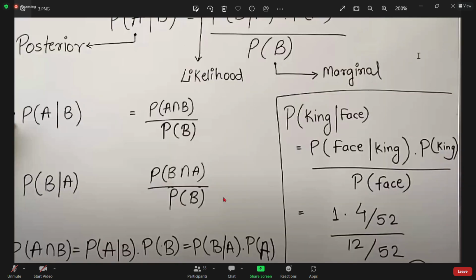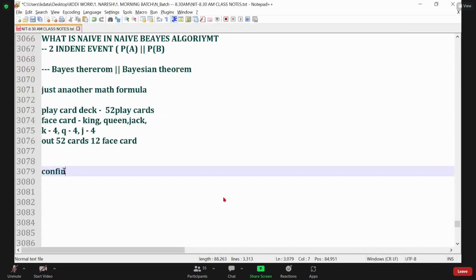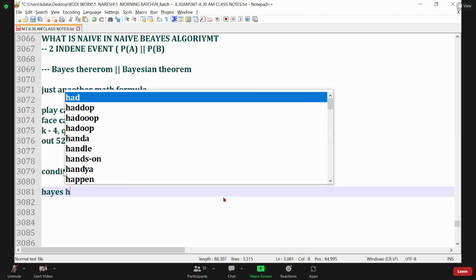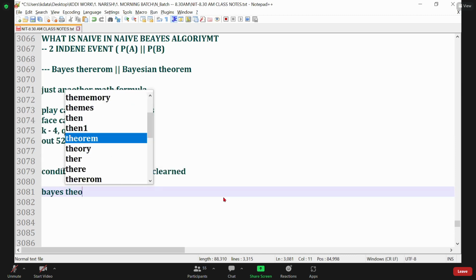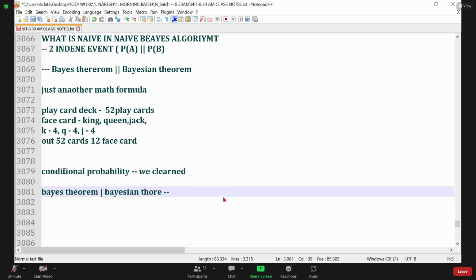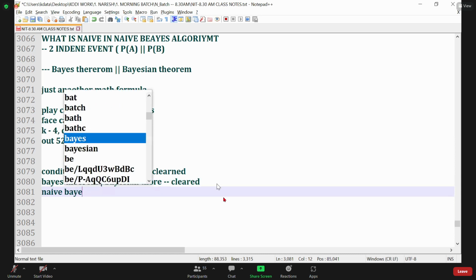So the first thing is conditional probability. We are clear now, and Bayes theorem, or Bayesian theorem, we are clear, isn't it? If you do not understand conditional probability, you will never understand Bayesian theorem. Now let's go to Naive Bayes. Let's go to the Naive Bayes algorithm.